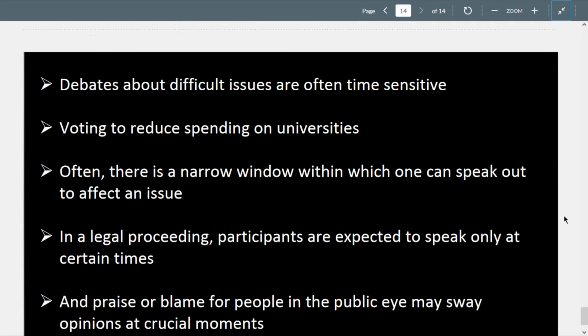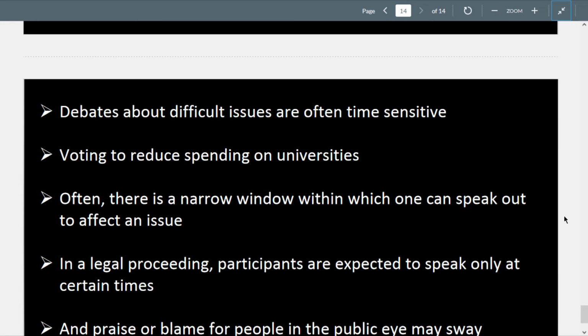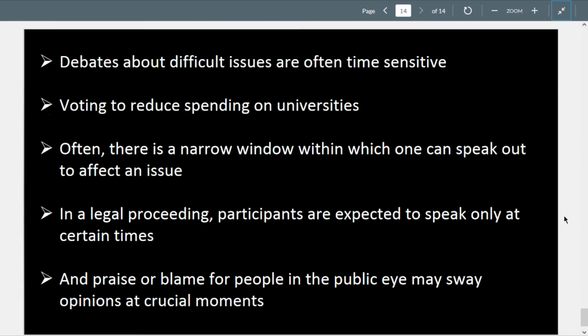Okay. So Kairos: debates about difficult issues are often time sensitive. Voting to reduce spending on universities. These are all examples of Kairos, okay? Often there is a narrow window within which one can speak out to affect an issue. In a legal proceeding, participants are expected to speak only at certain times. And praise or blame for people in the public eye may sway opinions at crucial moments. So those are all examples of Kairos.